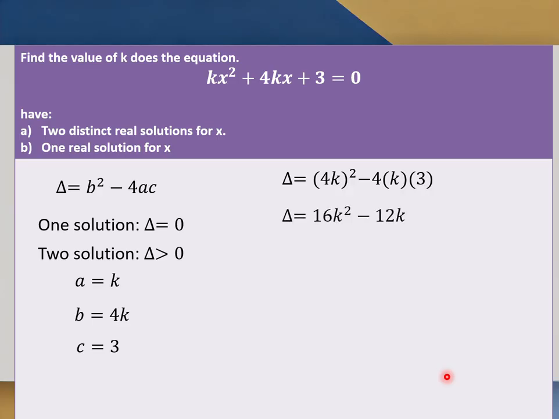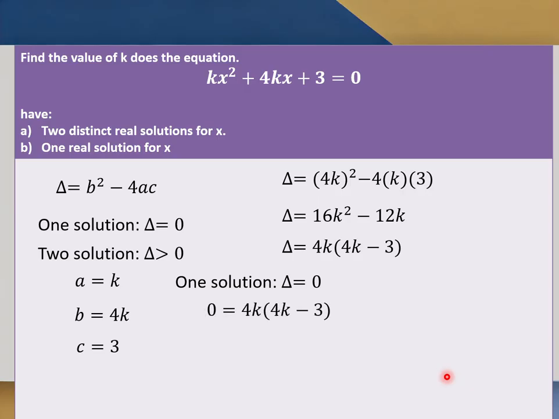So that turns into 16k squared, take away 12k. And because we've only got these two terms, I'm just going to factor out 4k. So it's 4k in brackets 4k minus 3. Let's look at one solution first. So we're practically just using our null factor law. We want it to be equal to 0. To do that, if k is equal to 0, the whole thing is, because 4 times 0 is 0. And here, if 4k minus 3 is equal to 0, then k would have to be 3 over 4. Be plus 3 divided by 4.